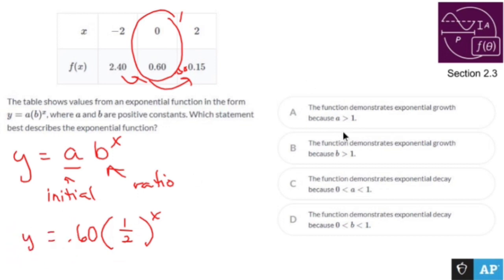Is that what it wants me to do here? No, it just wants me to answer some logical questions. The function demonstrates exponential growth. No. The function demonstrates exponential decay because a is in between 0 and 1.